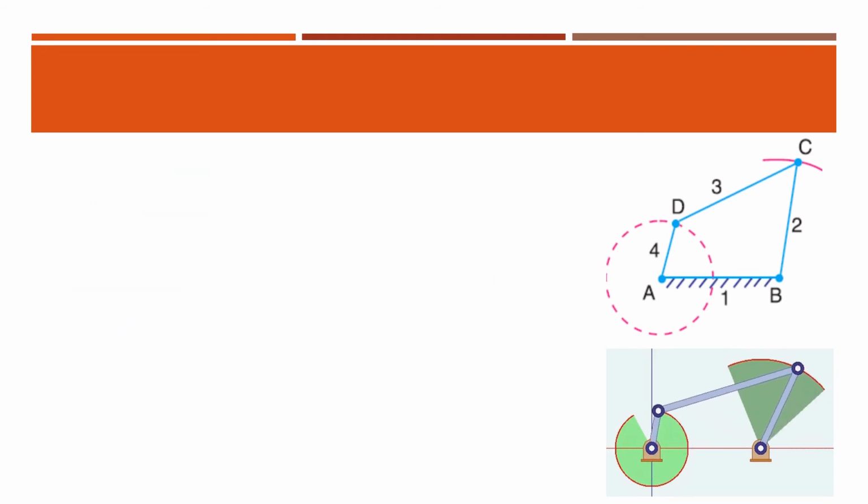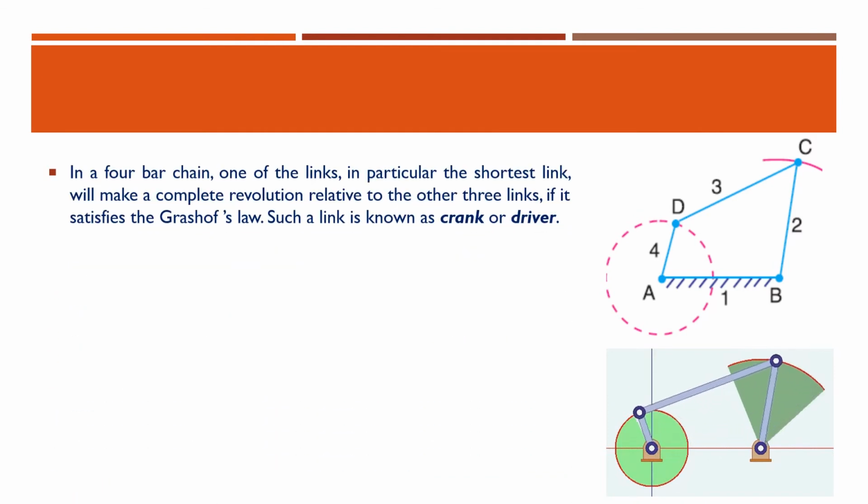Before that, I will come back to the 4-bar mechanism again. A, B, C, D. In this 4-bar chain, one of the links, in particular the shortest link, is normally used as the crank, or crank is the one which makes a complete revolution. In this figure, AD is the shortest link, and we usually keep the shortest link as the crank, which will make a complete revolution. So here AD is the crank, or the one link which makes the complete revolution is known as the crank or the driver.